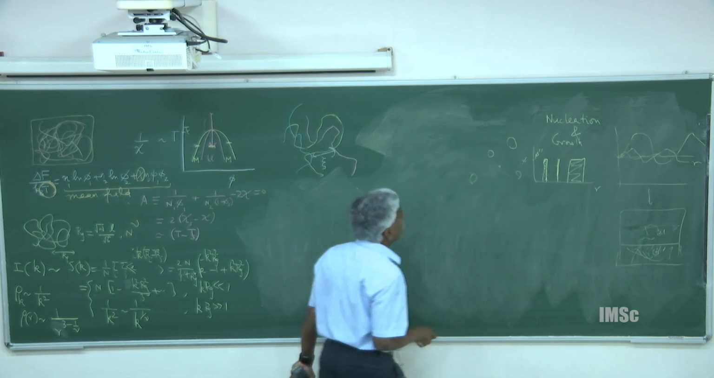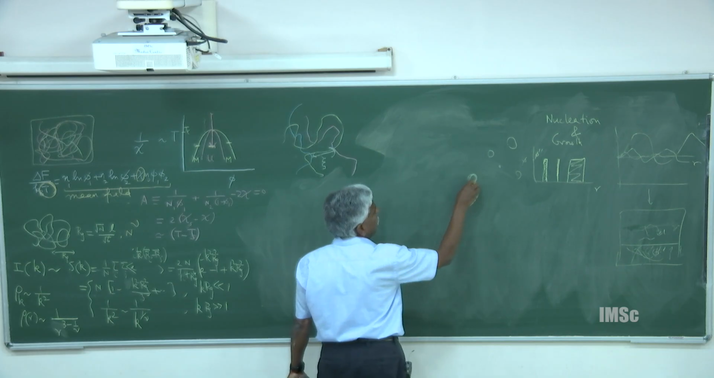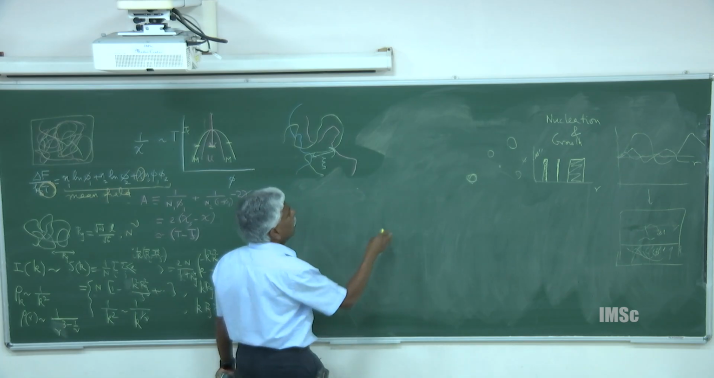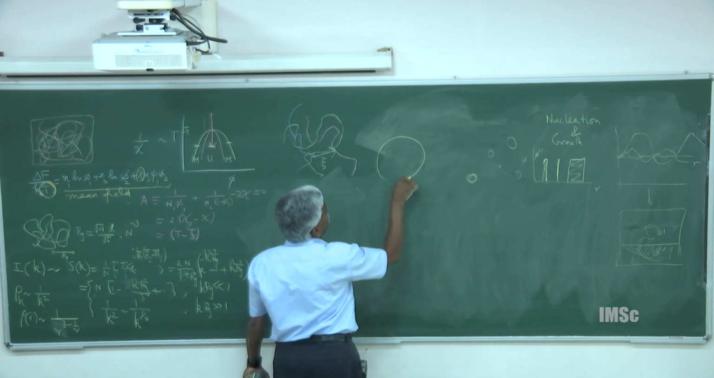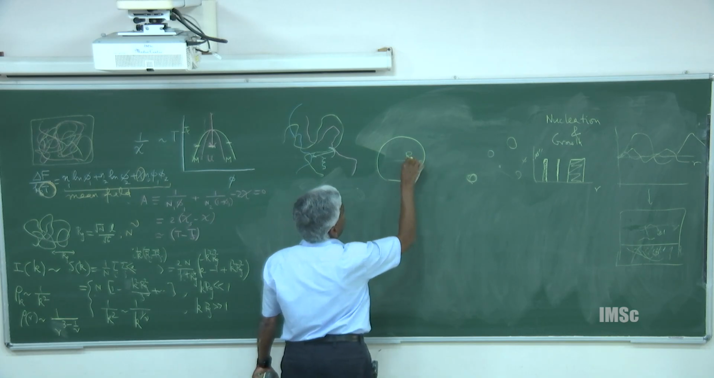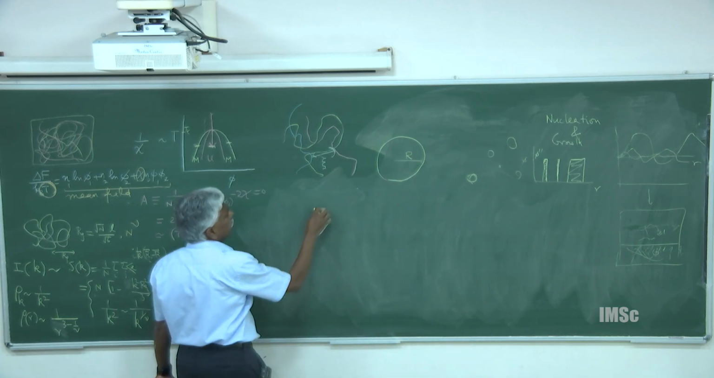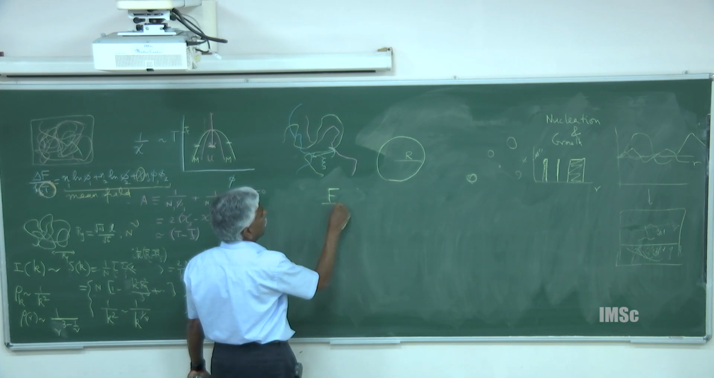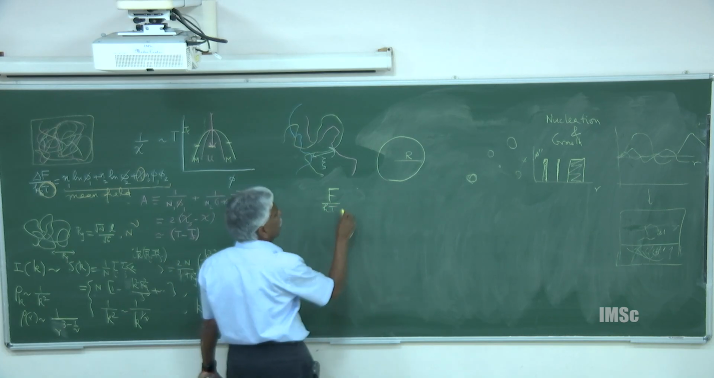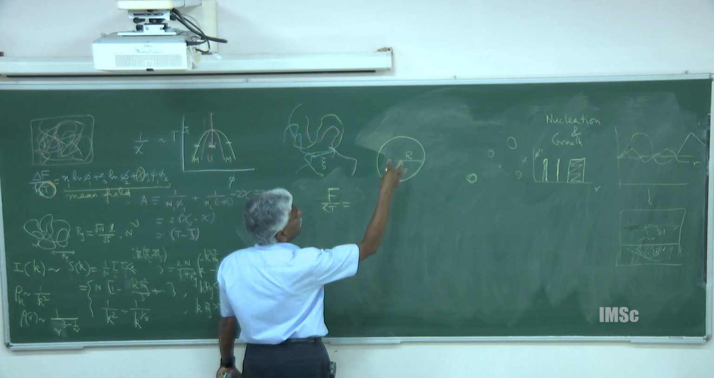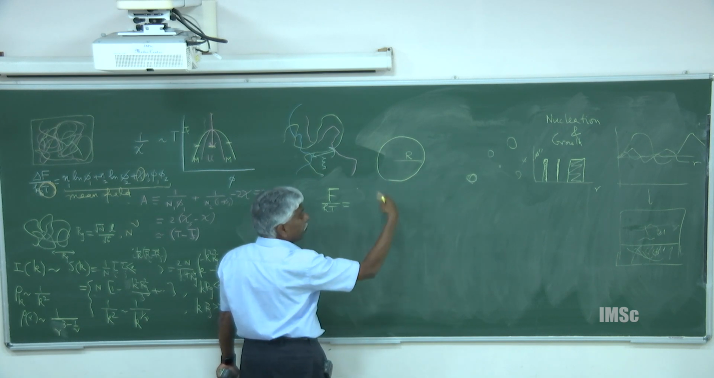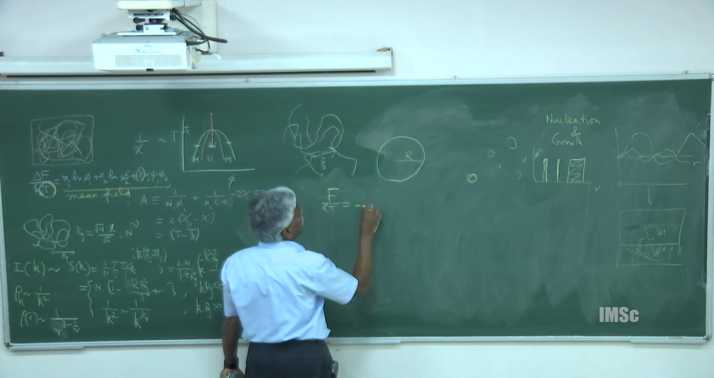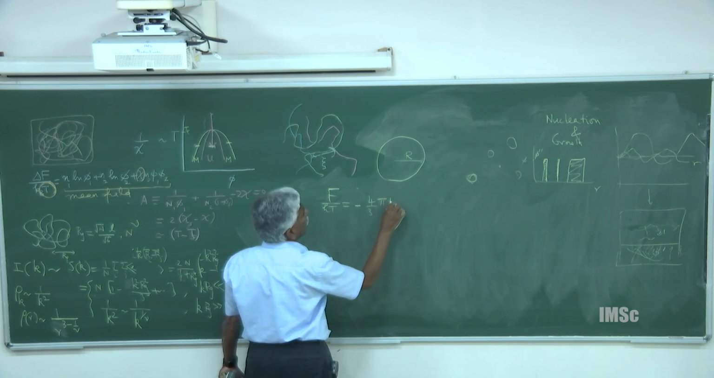Okay, so if that's the case, let me consider one such droplet and see how that can be formed. Let's assume for simplicity it's a sphere of radius r. And what is the free energy of formation of this droplet? Let me write it in units of kT. The reason this is formed is that it's thermodynamically favorable for it to form. That means it has a negative sign, and the volume of this is 4/3 pi r cubed.